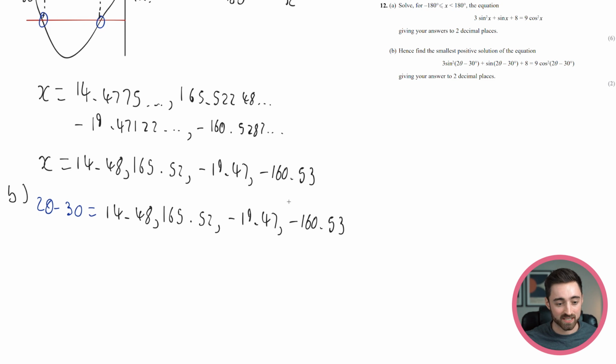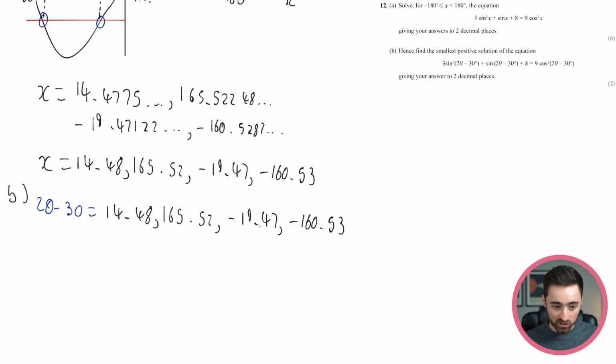So a mistake would be to say, okay, well, clearly the smallest positive solution here is this 14, so I'm then going to solve 2 theta minus 30 equals 14.48. That wouldn't be correct, and the reason is because I want the smallest positive solution for theta. Have a look at this minus 19. If I was to add 30 to that, I would get 2 theta equals some positive number, because 30 is bigger than 19. So that would actually get me a positive solution, and it would definitely be much smaller than the one corresponding to this. So what I actually want to solve is 2 theta minus 30 equals this thing here.